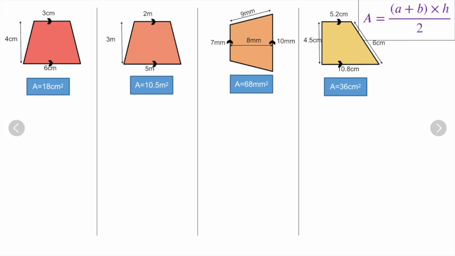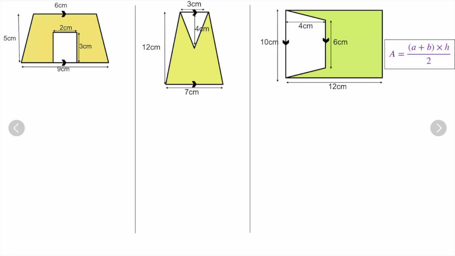For the final question on this one, I've got a right-angled trapezium. Two parallel sides added together, multiplied by the perpendicular height, and half gives me 36 centimetres squared. For the next 3 questions, slightly harder.